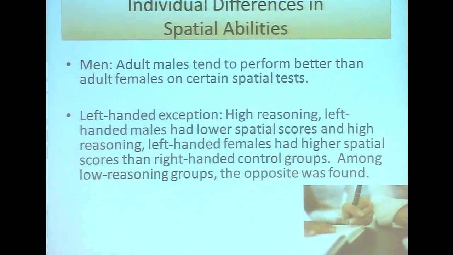In fact, here we go. Here it even mentions it. All right. Individual differences in spatial abilities. It just is the case that men tend to have better spatial abilities. However, there are some exceptions. Okay. So adult males tend to perform better than adult females on certain spatial tests. Note, certain spatial tests. No, but generally it is the case.